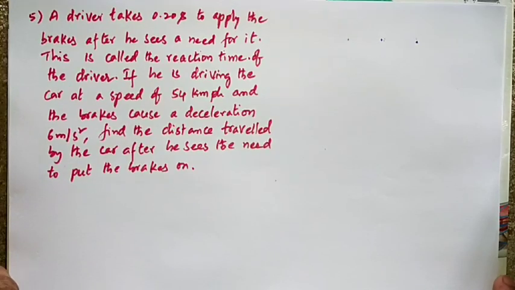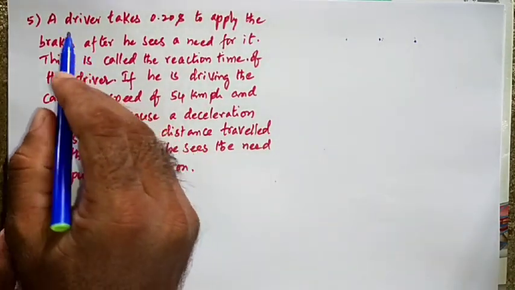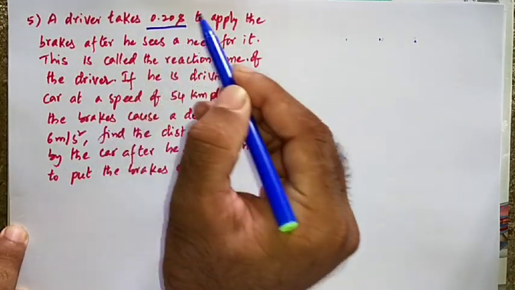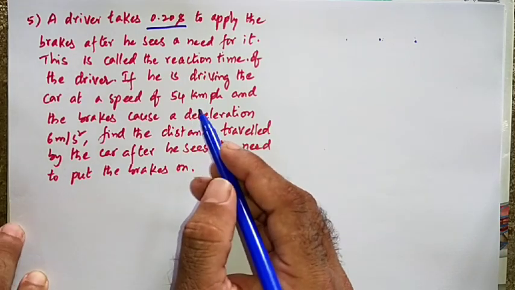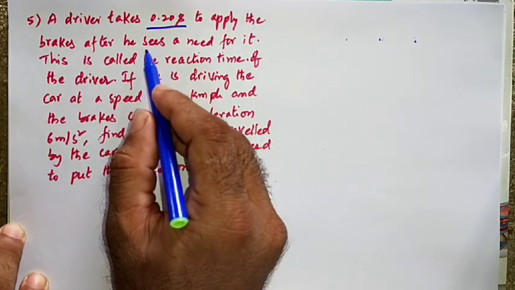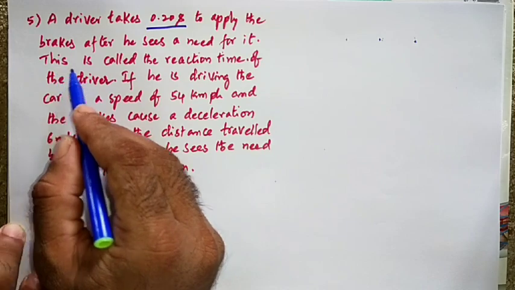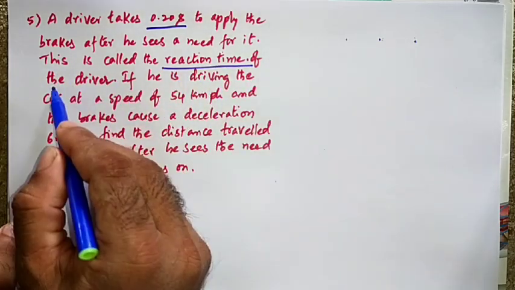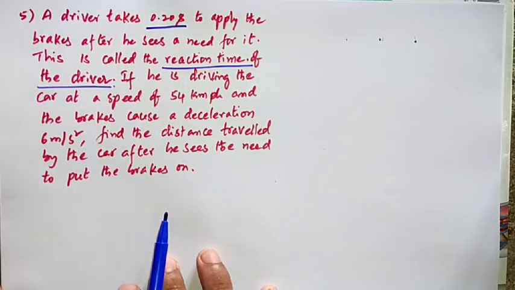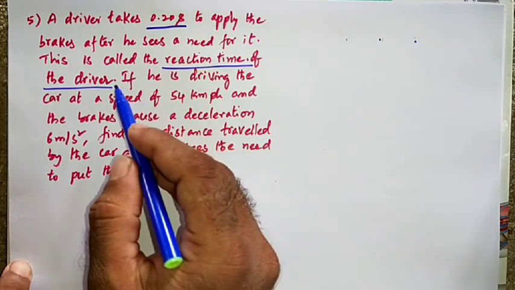Now see the fifth question. A driver takes 0.20 seconds to apply the brakes after he sees a need for it. This is called the reaction time of the driver.